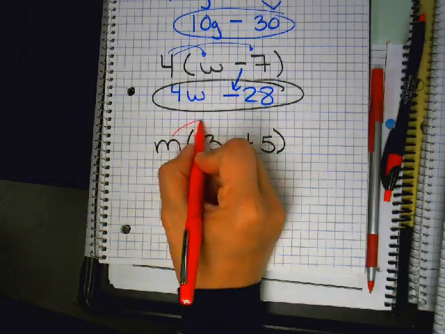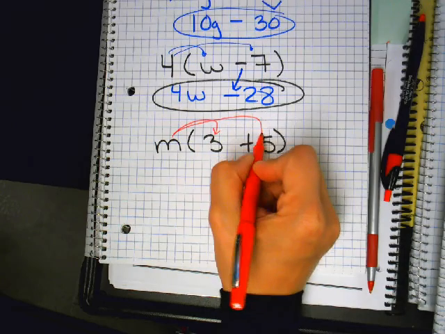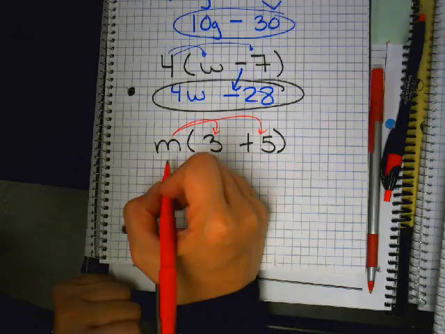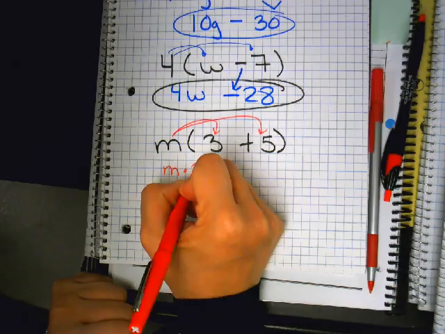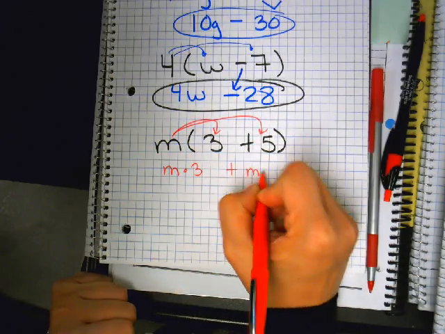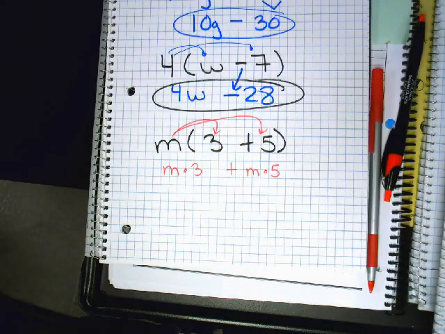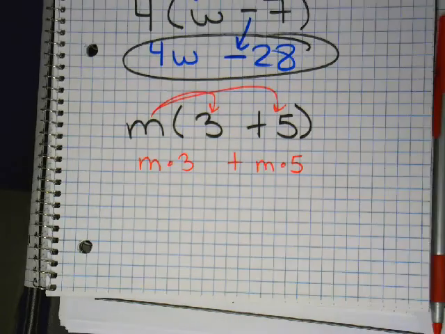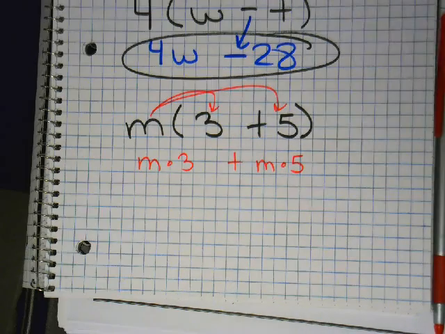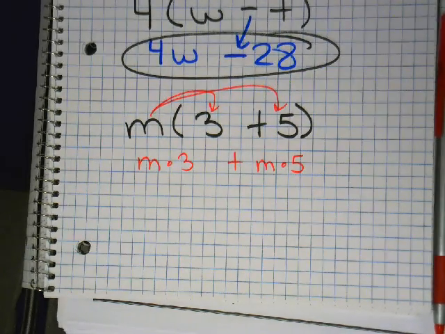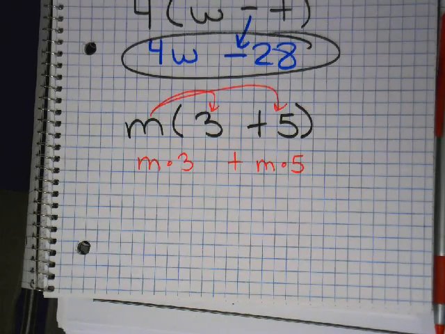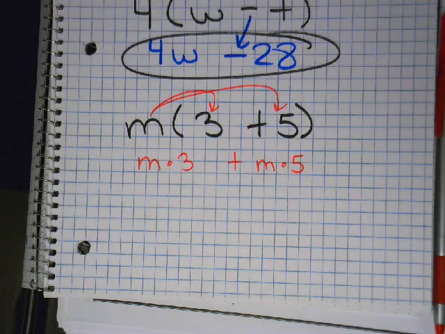Everybody gets an M. So M times 3 plus M times 5. Does it come first or does it come after? Technically, it's 8M. Oh, you're so smart. It's 8M.